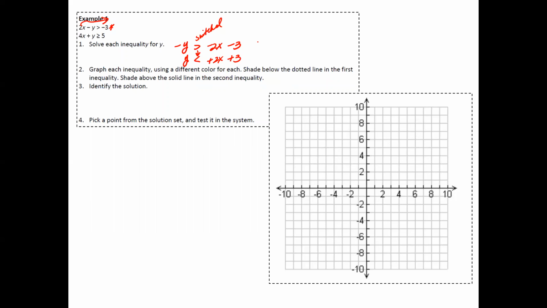So when I go ahead and graph this, my b starts at 3. My slope is a 2 over 1, which means I'm going to go up 2 over to the right 1. Up 2 over to the right 1, up 2 over to the right 1, up 2 over to the right 1. If I run out of space, I can go down 2 over to the left 1, down 2, left 1, down 2, left 1. And if you look at this, it is a dotted line. And because it's not eating the y, you shade below.